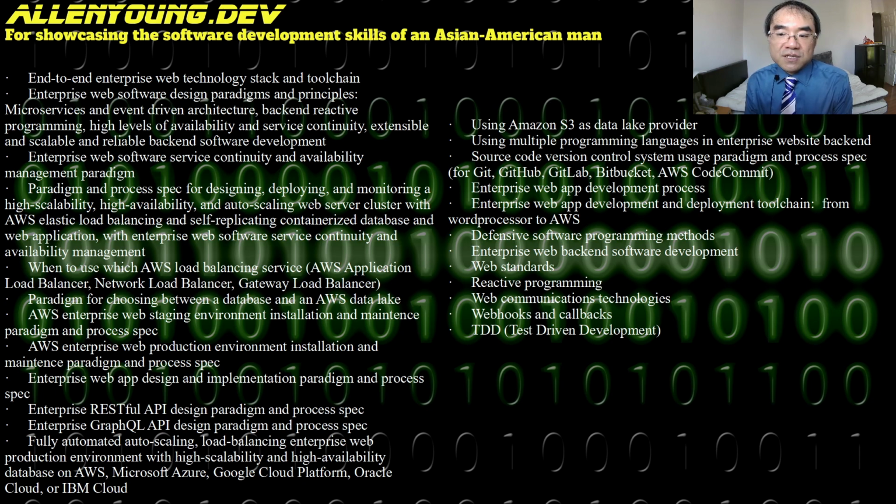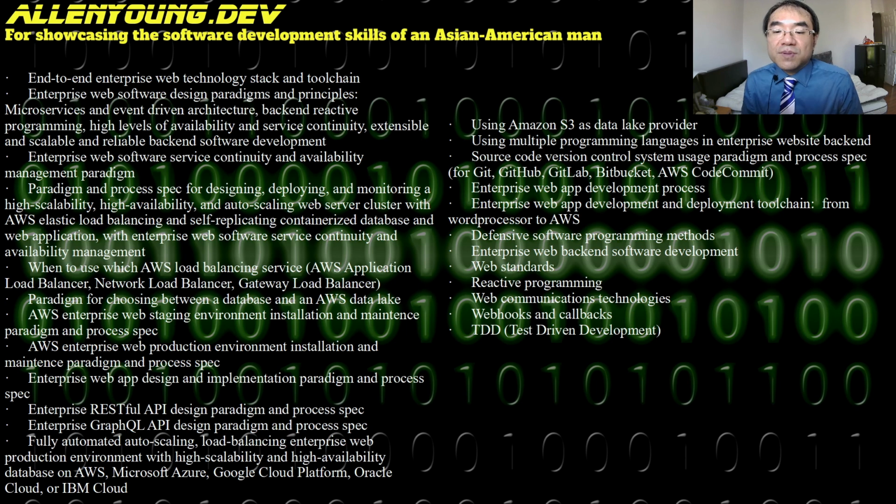Source code version control system usage paradigm and process spec for Git, GitHub, GitLab, Bitbucket, and AWS CodeCommit, and Microsoft Azure CI/CD. And enterprise web app development process, writing that and discussing that is important in enterprise web app development and deployment, especially team enterprise web app development and deployment.